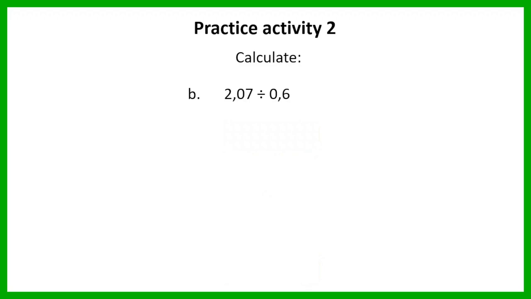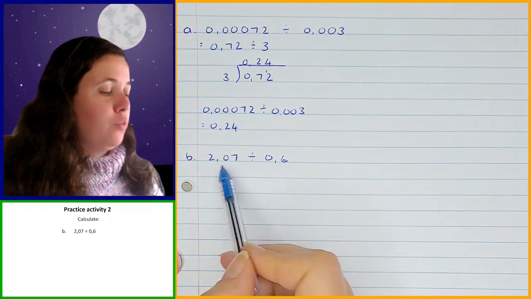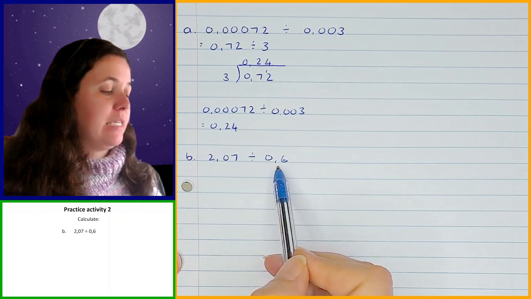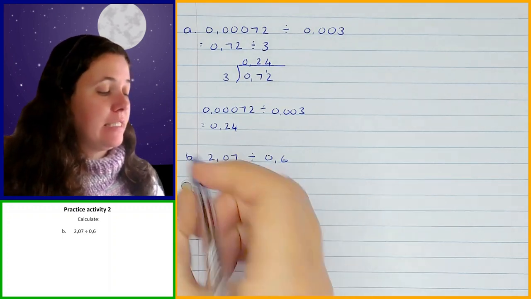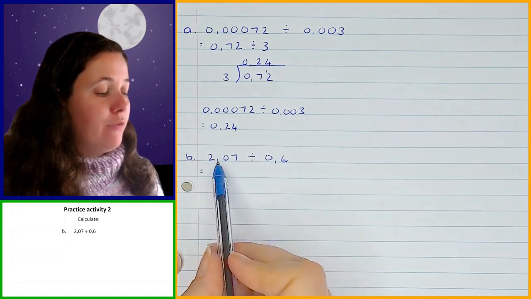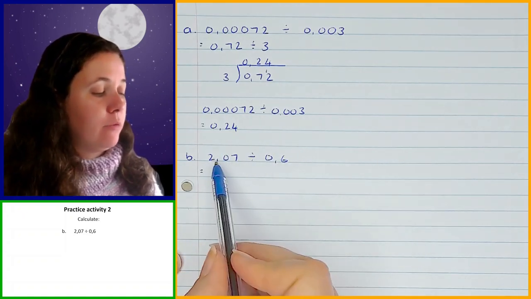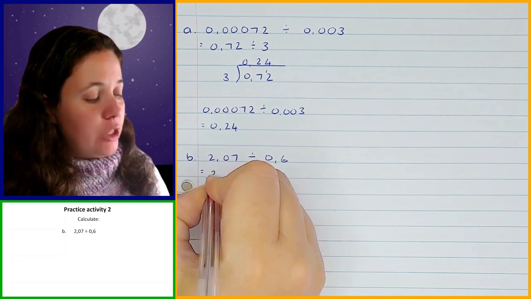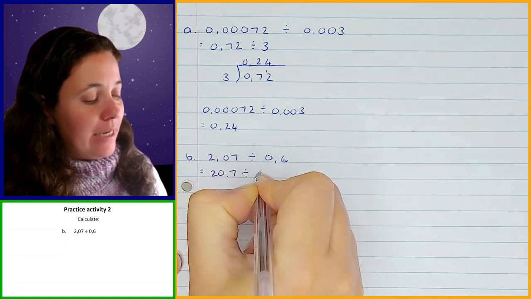Okay, so let's go through that. So in this one, we've got 2.07 divided by 0.6. The first thing we're going to do is change these so that the 0.6 is a whole number. So I'm going to multiply by 10, moving the comma one place to the right. So I need to do the same thing over here. That's going to give me 20.7 divided by 6.